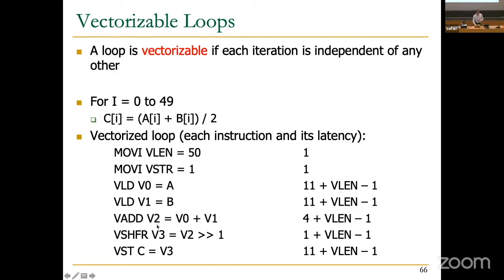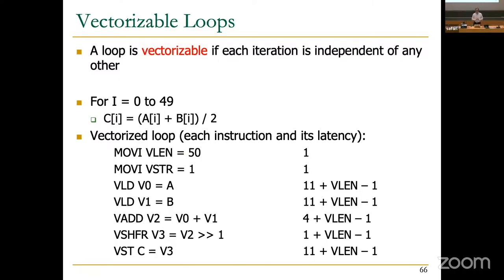And then next, you take the result that's in vector register 2 and shift each element by 1. And this takes 1 plus 49 cycles, because the first shift finishes after 1 cycle, and then you get 49 other shift results in 49 consecutive cycles. And then the last one is a vector store, which takes the result of the shift in vector register 3 and places it in the memory, starting from the address of C. Which is very similar in terms of latency to the vector loads, because it takes 11 cycles to write the first element, and then 49 more cycles to write the consecutive elements.